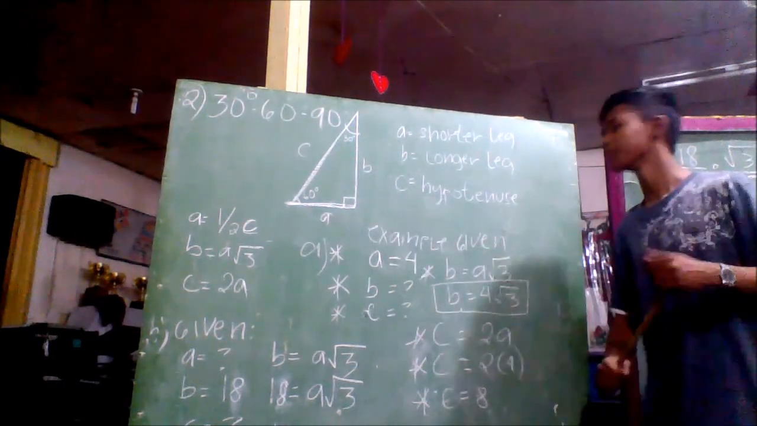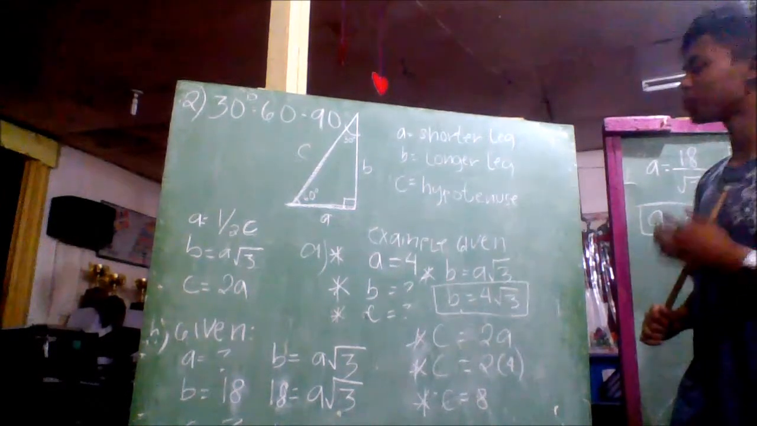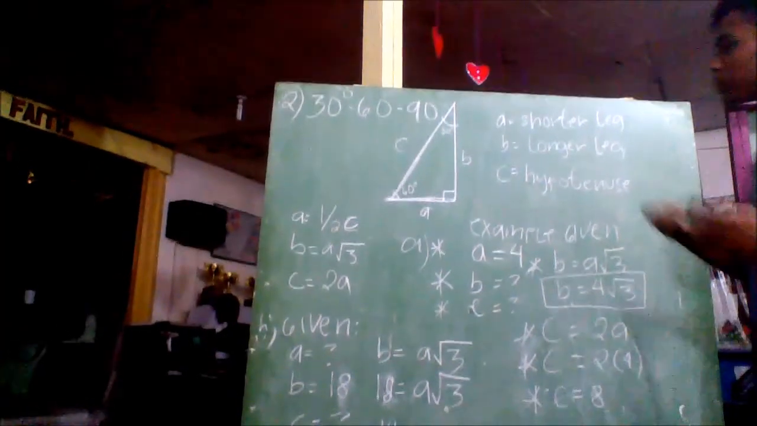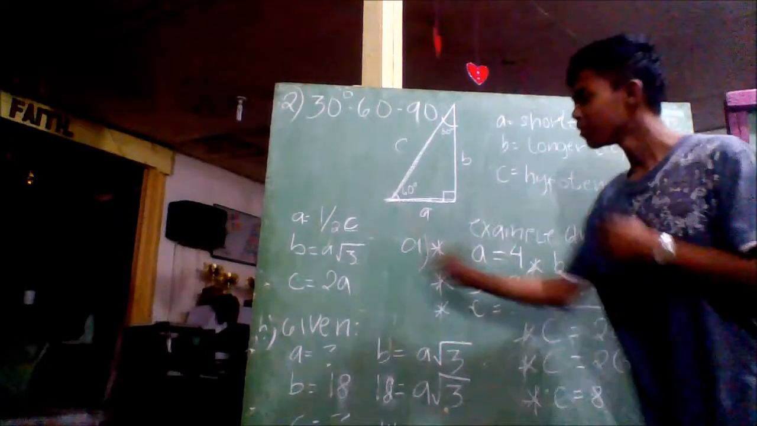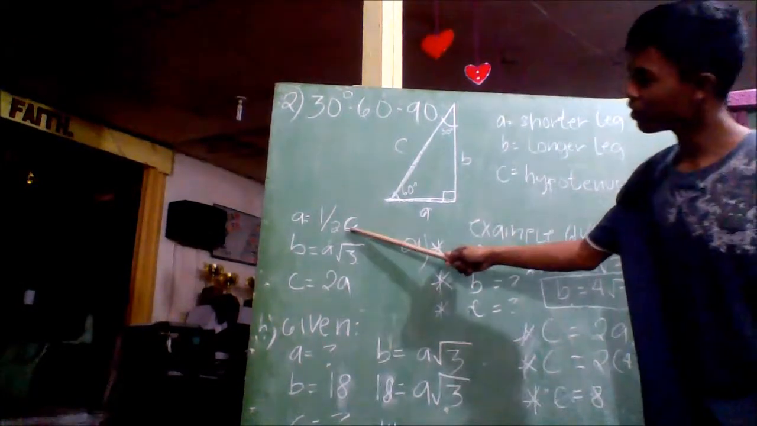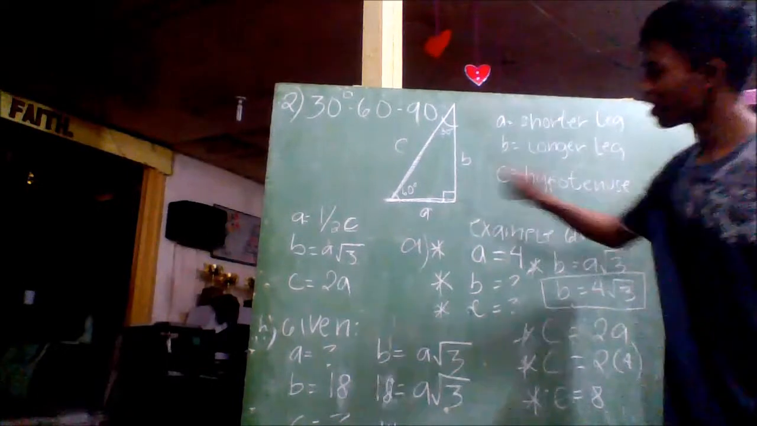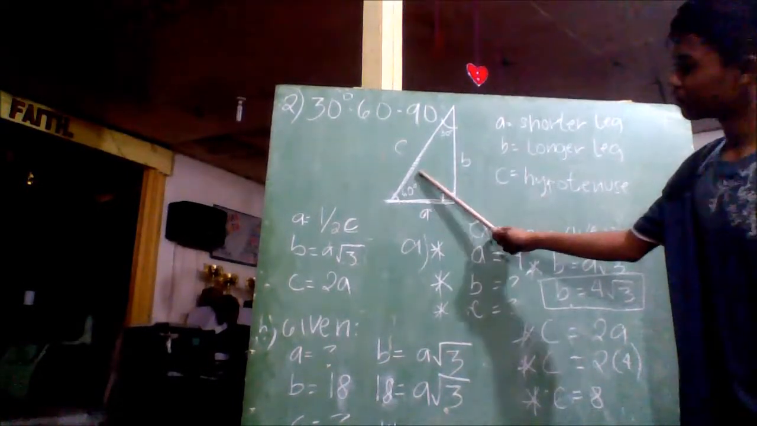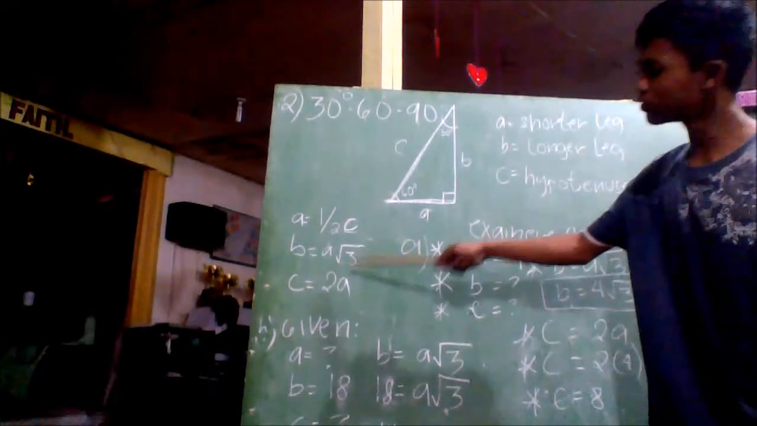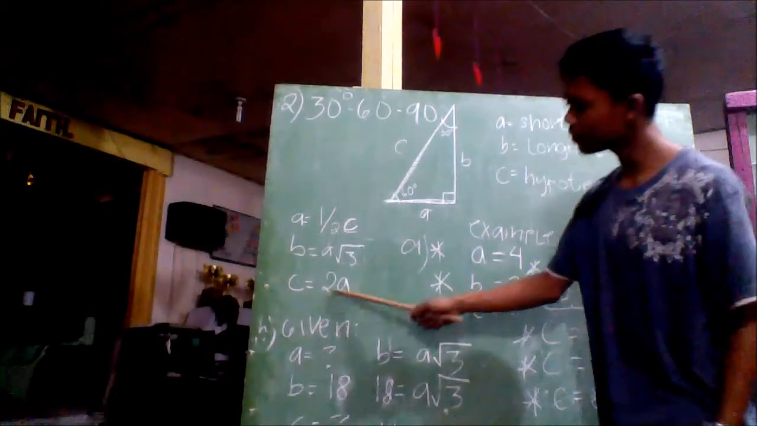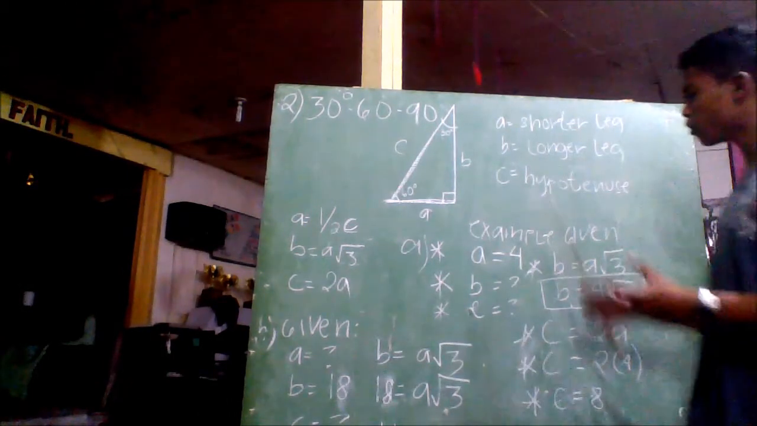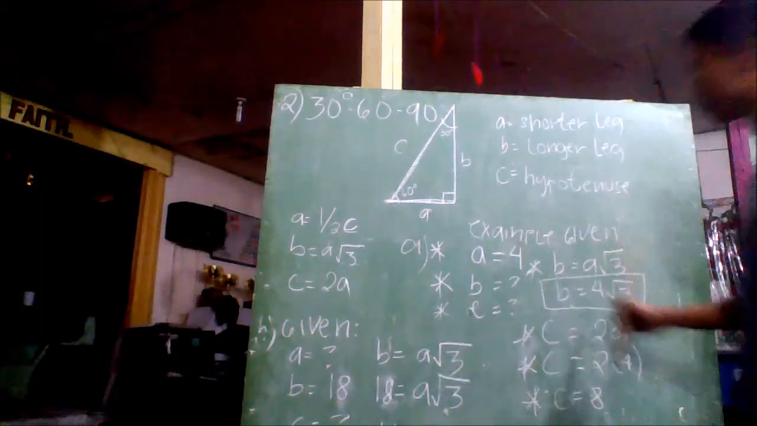Okay, next. Let's define the formula that we are going to use in the 30, 60, 90 degrees triangle. First, to find side A, we must use the formula one half of the hypotenuse. And for letter B, B is equal to A square root of 3. And C is equal to 2A. To give more examples, or to know more about all of it, we must give an example.